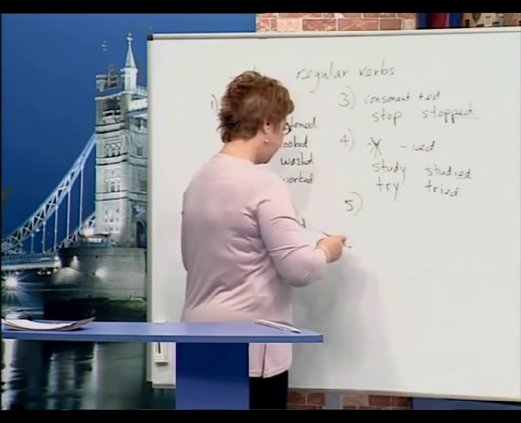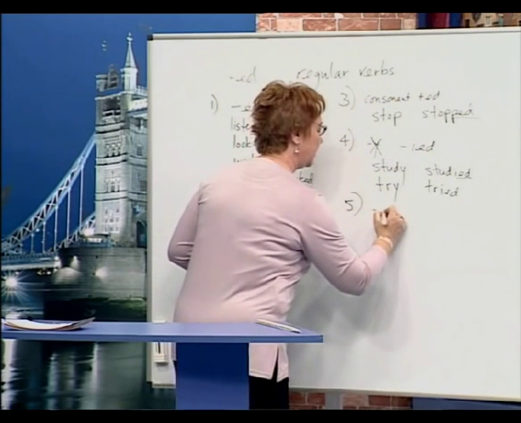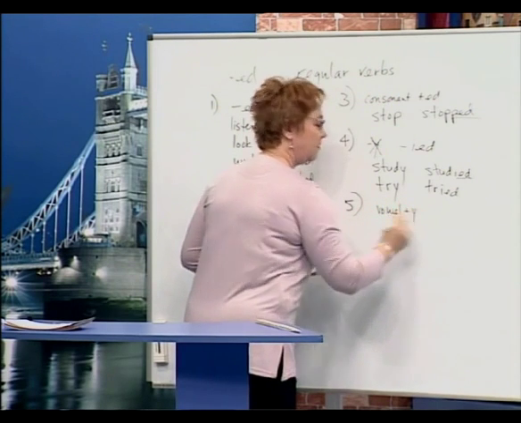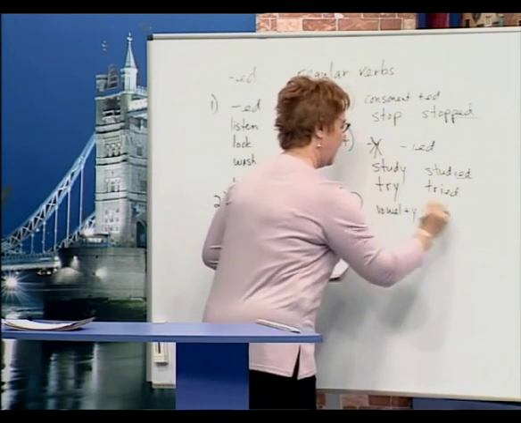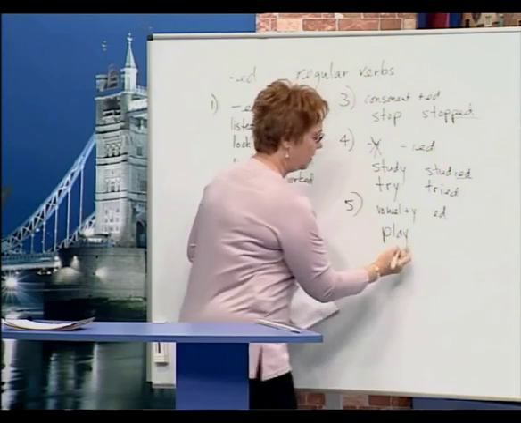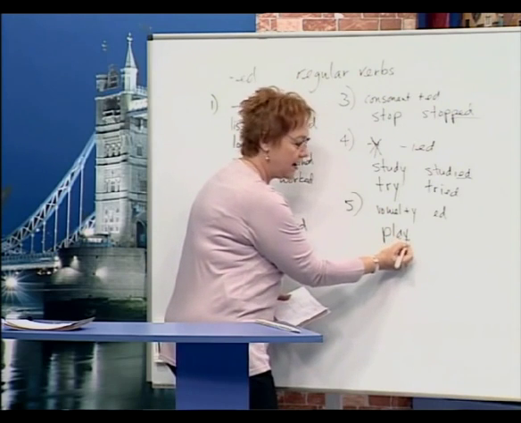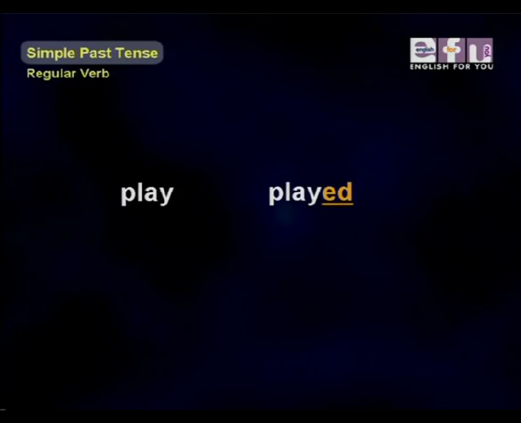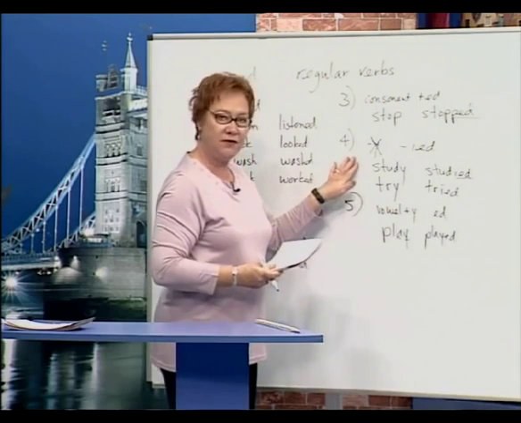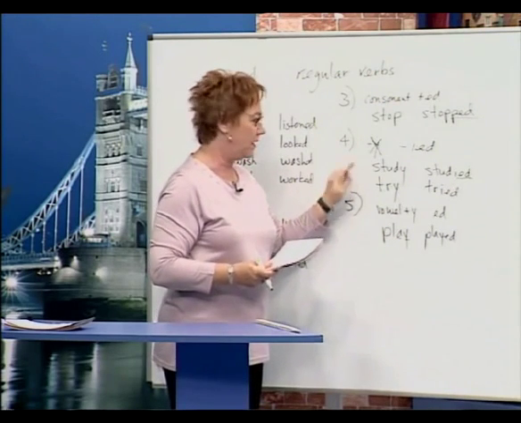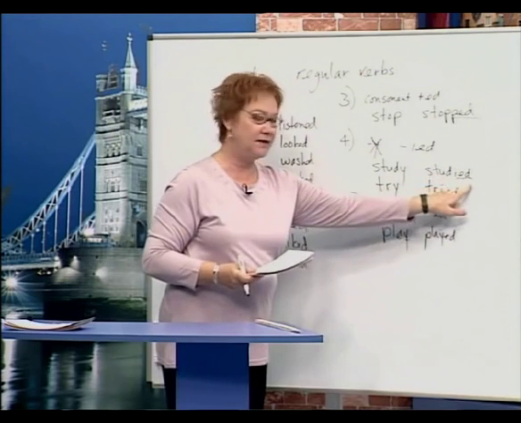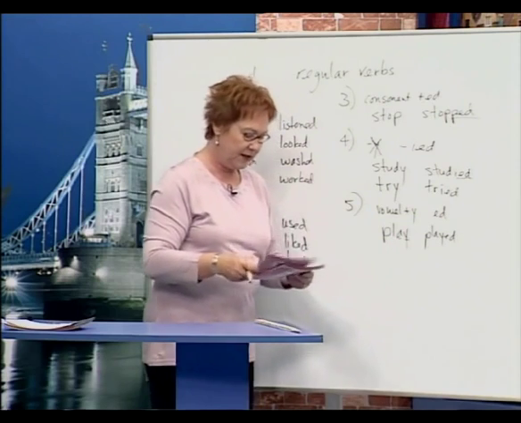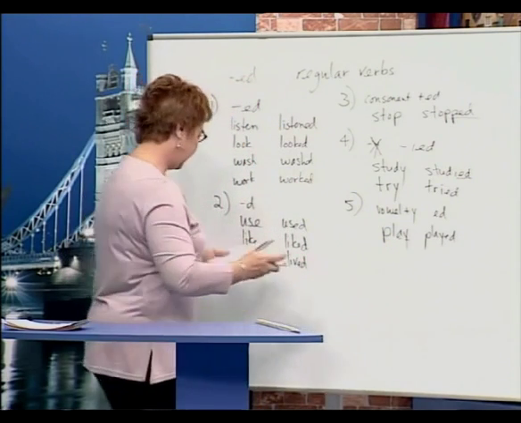And the fifth one, if it's a vowel plus Y, it's normal. Okay? So for example, play, you have a vowel and a Y. Play, played. Okay? This one you have to remember because it's probably the most difficult one. Consonant Y, IED. Vowel Y, normal. Okay? Now, let's practice with these verbs.